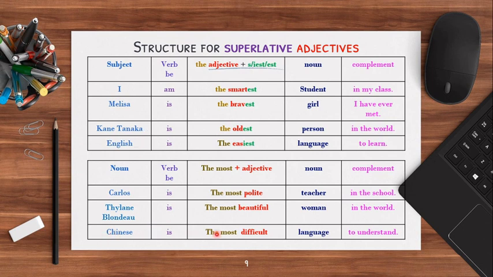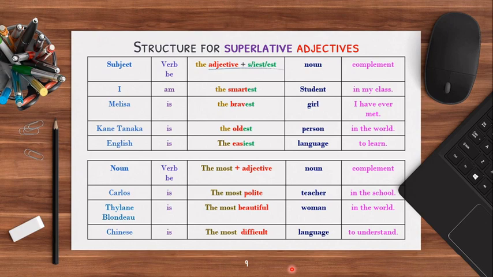Chinese is the most difficult language to understand. Of course, it is if you don't speak the language, but if you speak the language, I'm sure that you will be able to understand that. So, Chinese is the most difficult language to understand. So remember, in this structure we use the noun, verb be, and then the most, let's say that is an expression, before the adjective, and then comes a noun and additional information to make it clear, right?